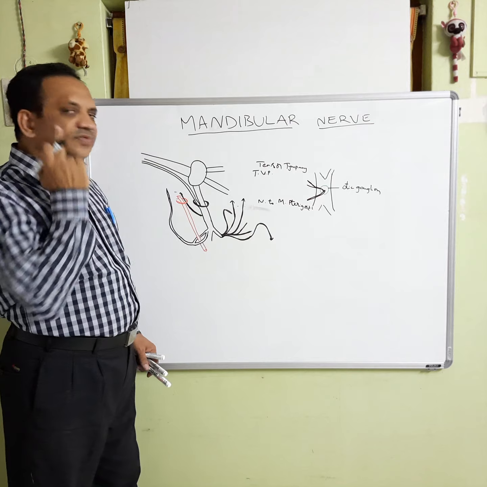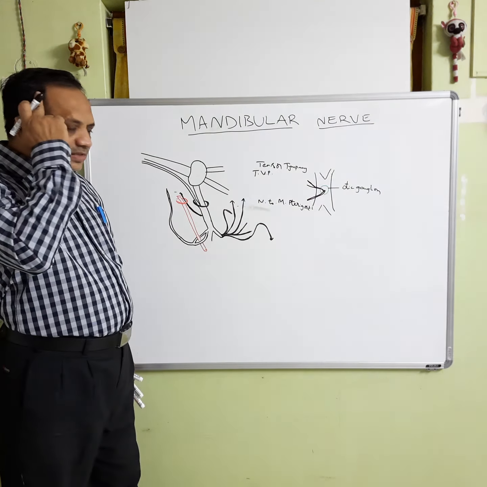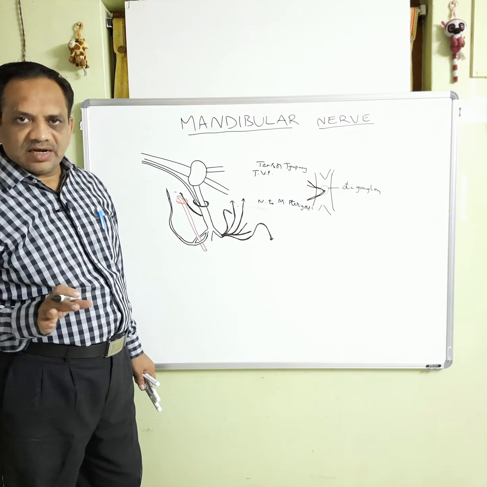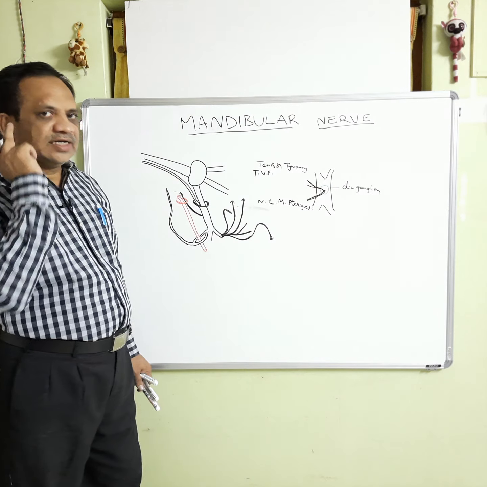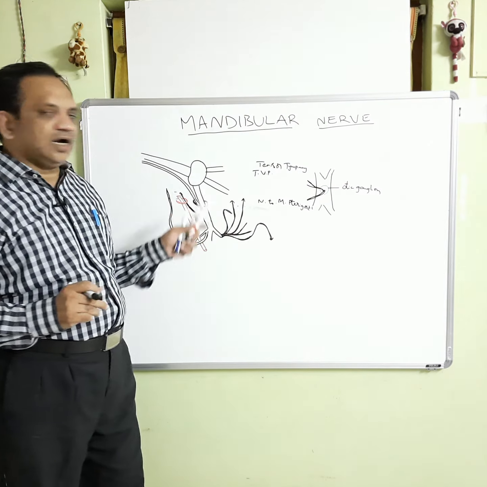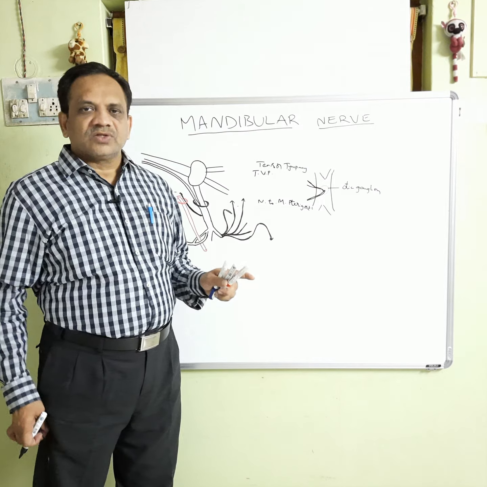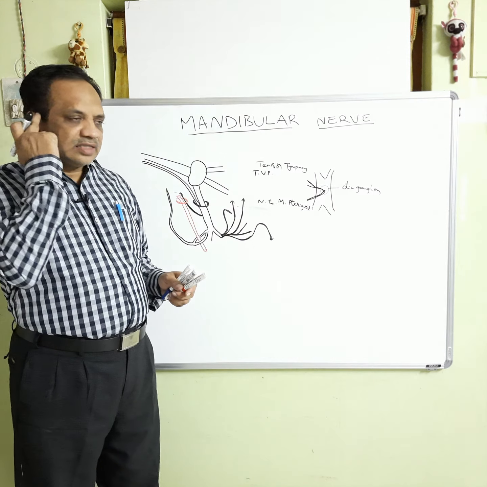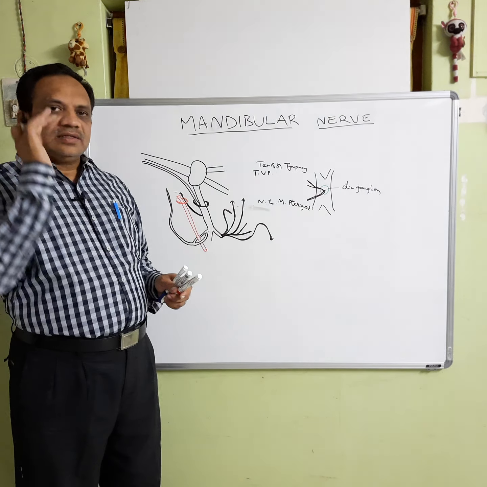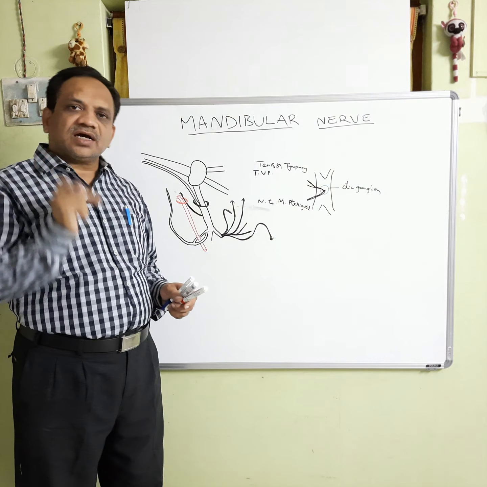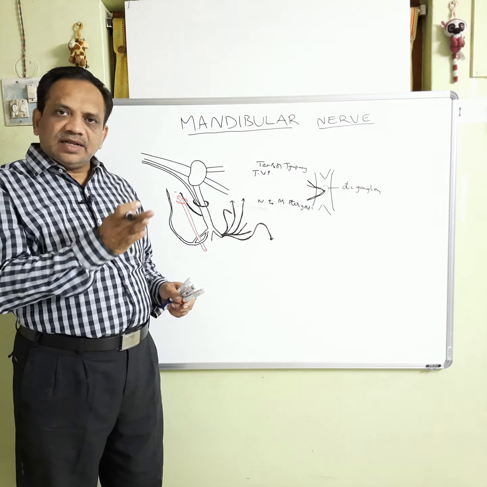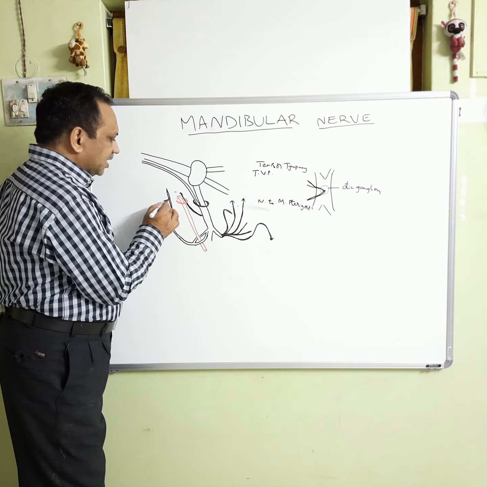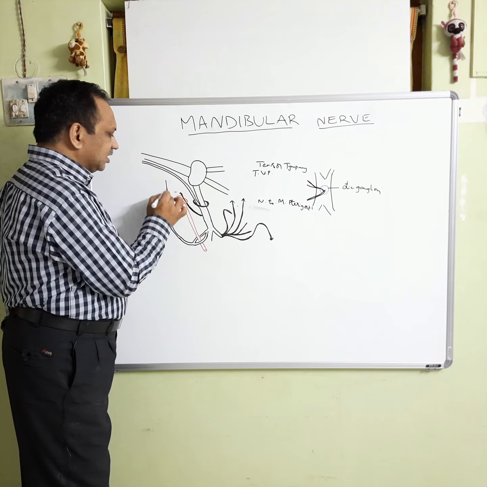It ascends in front of the tragus and reaches the temple, where it divides into its terminal branches, the superficial temporal branches. Near the tragus, it gives its auricular branches. That's why it is called the auriculotemporal nerve. The auricular branches supply the skin of the tragus, the upper part of the auricle, the roof and anterior wall of the external acoustic meatus, and the cuticular layer of the tympanic membrane. So, auricular branches and superficial temporal branches.